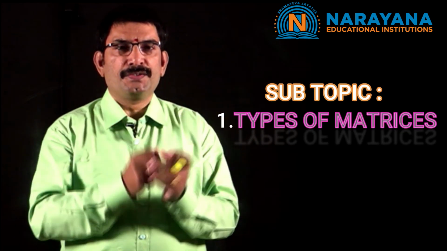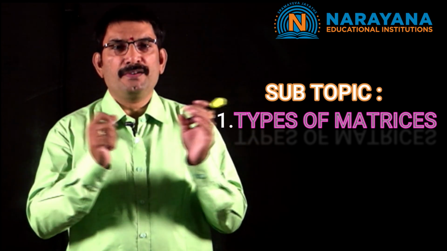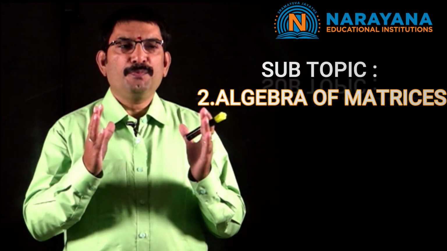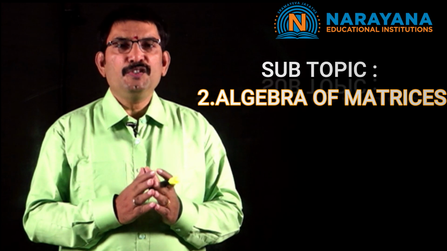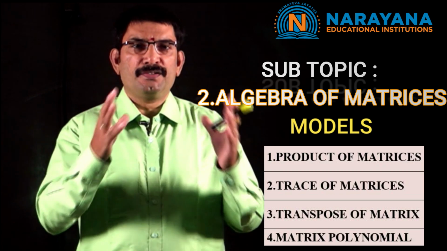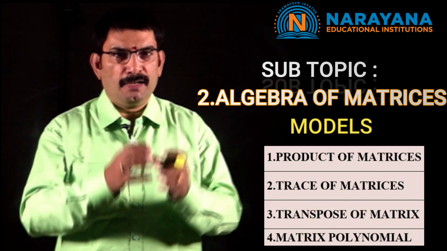Say for example, we start with the first subtopic as types of matrices. In types of matrices, we come across square matrix, diagonal matrix, scalar matrix. These are the subtopics we come across under types of matrices. The second subtopic is algebra of matrices. In algebra of matrices, the addition of matrices, product of matrices, the trace of a matrix, and a matrix polynomial.